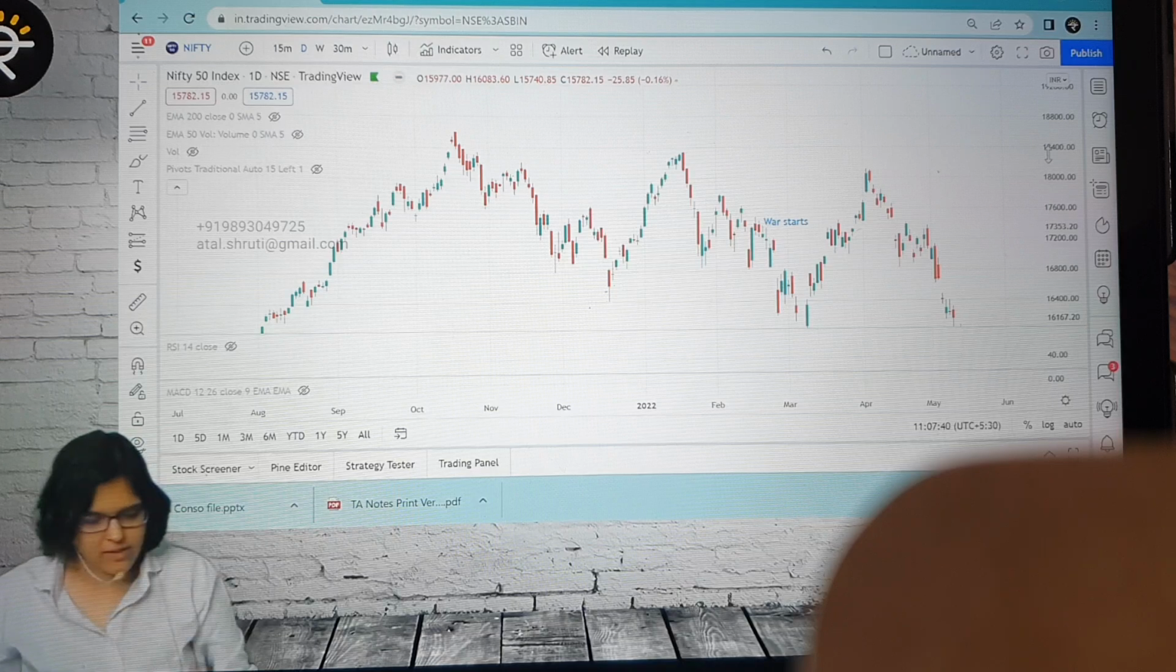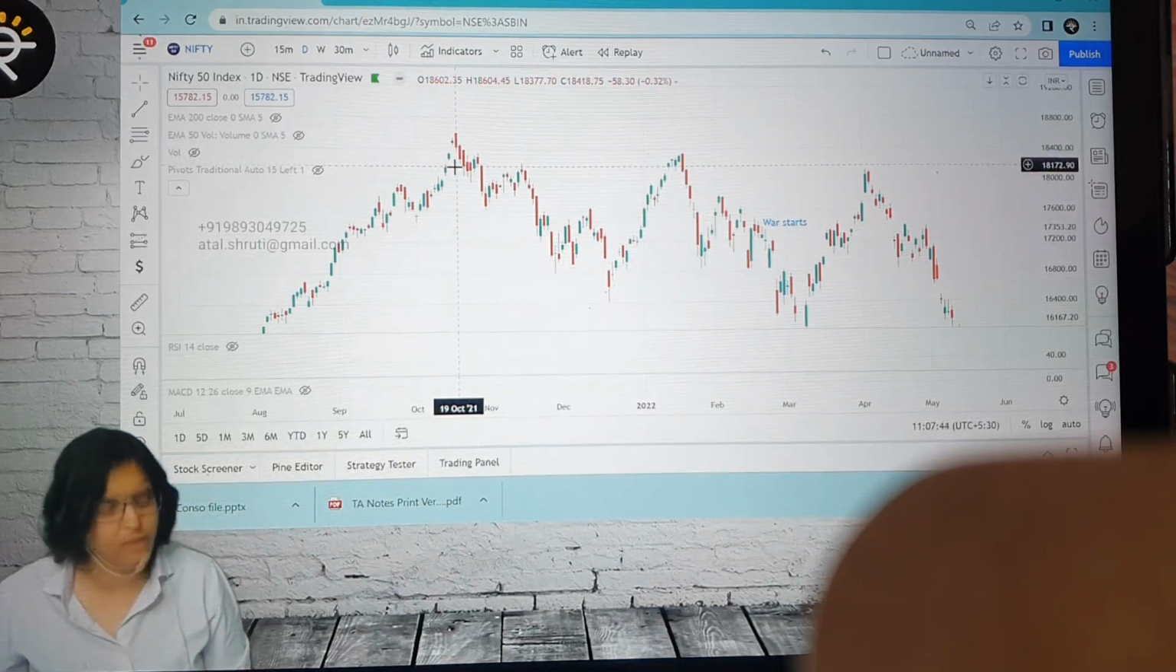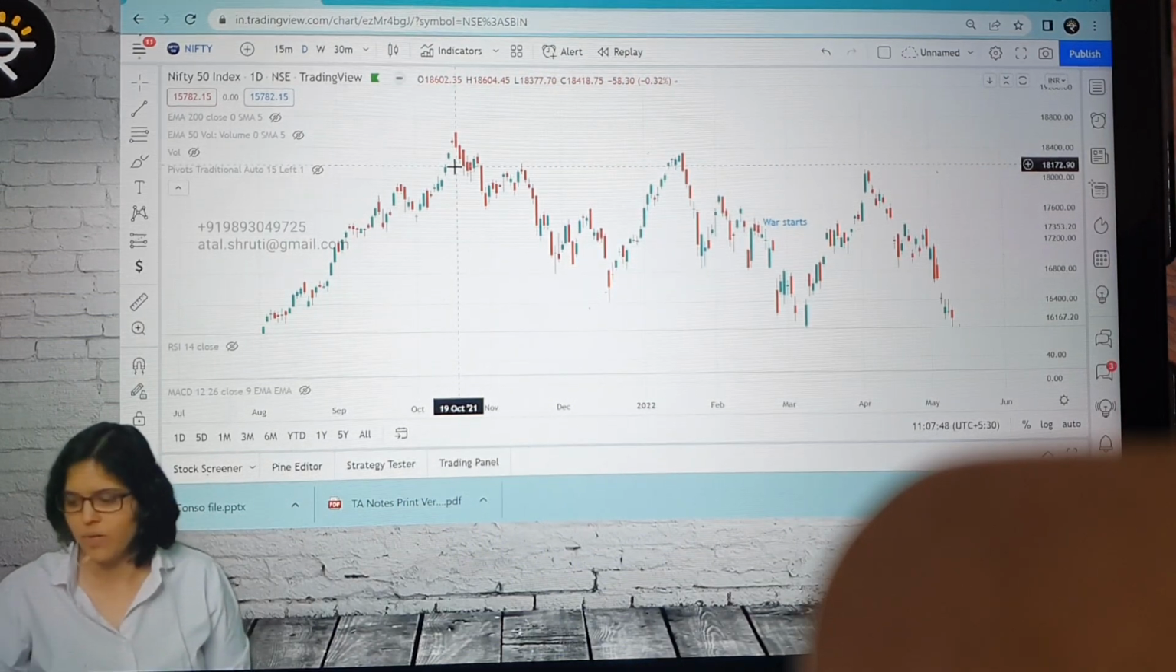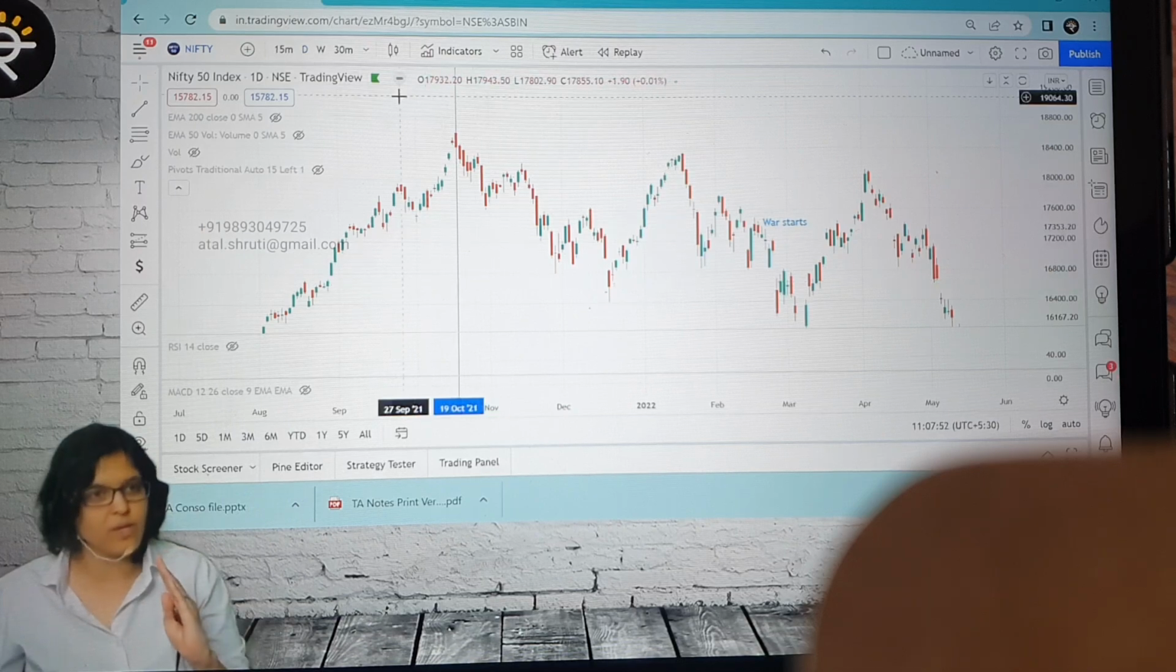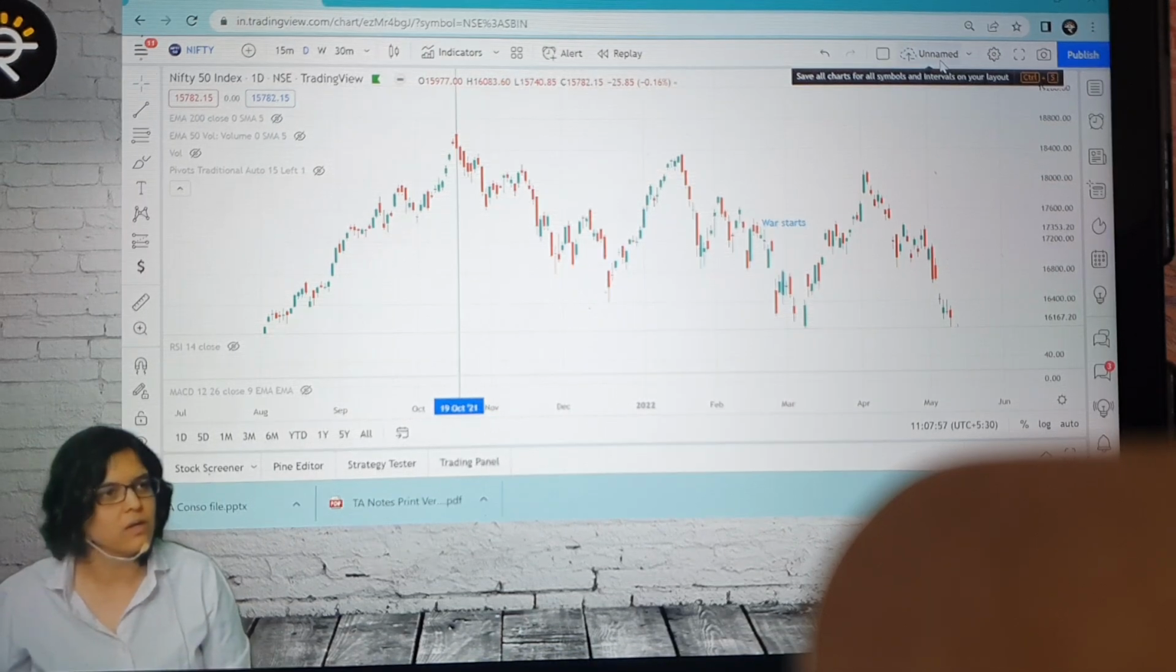For those who are doing technical analysis for the first time, now we are analyzing Nifty from its all-time high, which happened on 19th October 2021. So I'm putting the all-time high here, and basically a vertical line from here to here. Which trend is this?